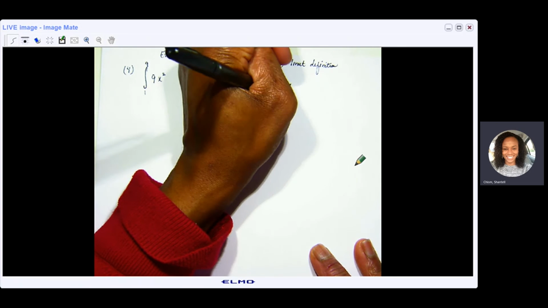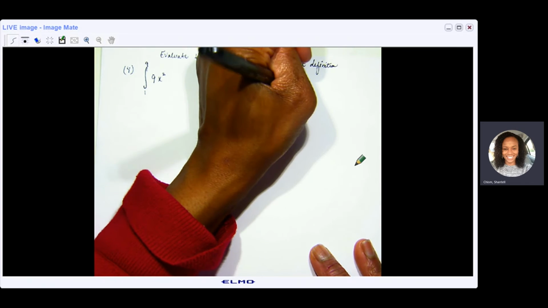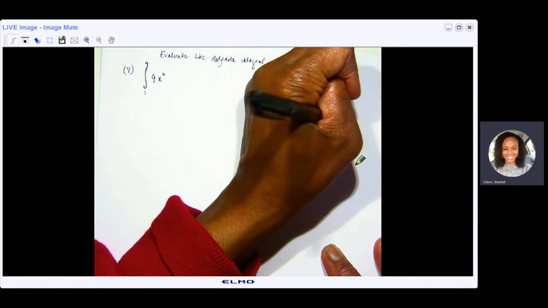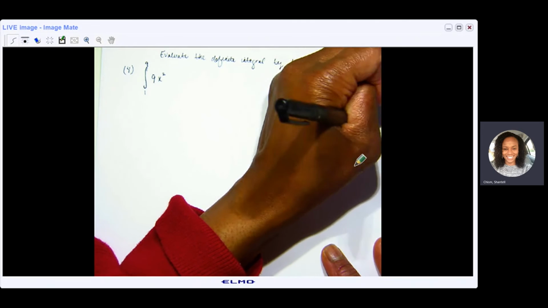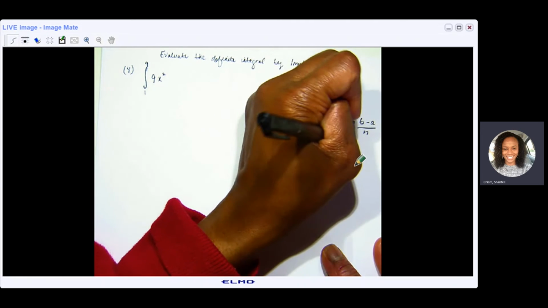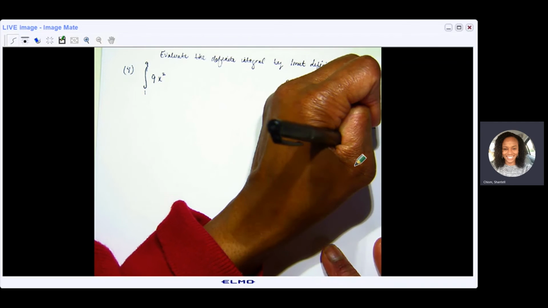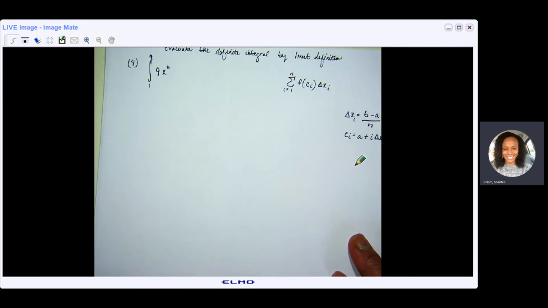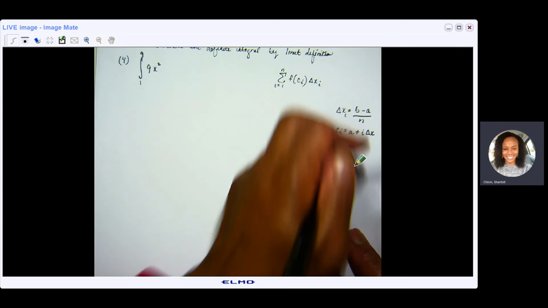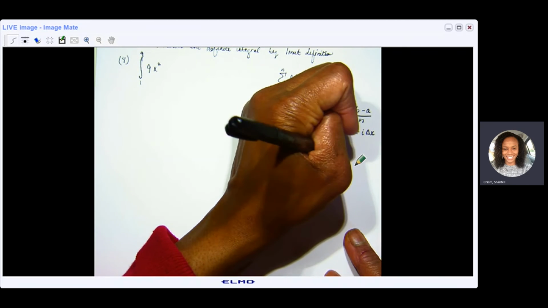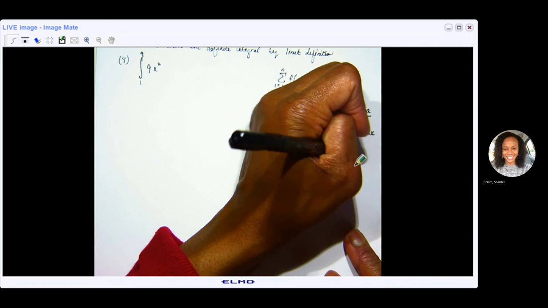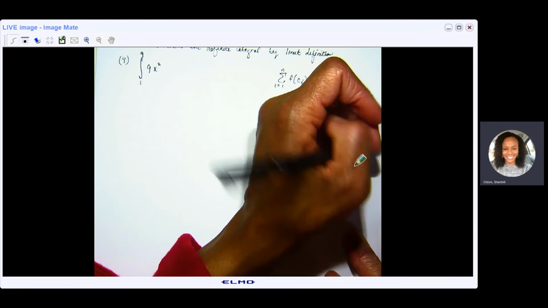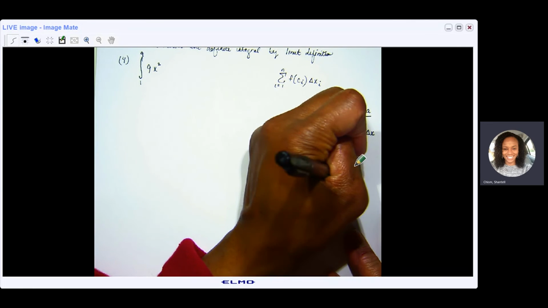All right, so the actual definition from 1 to n, the summation of f at c sub i times delta x sub i. And remember, delta x is b minus a over n, and c sub i is the endpoint a plus i times delta x. Okay? All right, so let's first get delta x. So delta x is 9 minus 1. Remember, this is a, this is b. 9 minus 1 over n, which is just 8 over n.